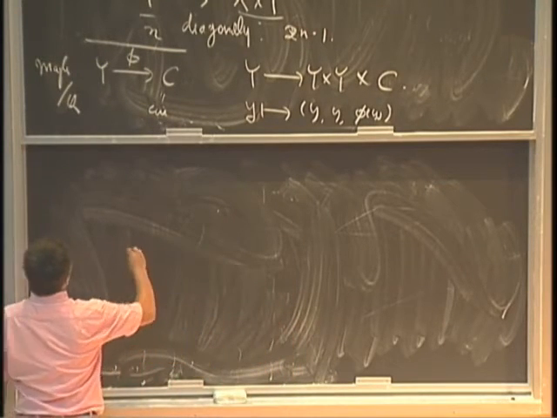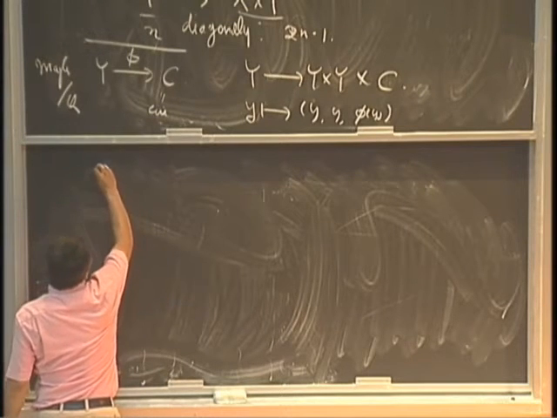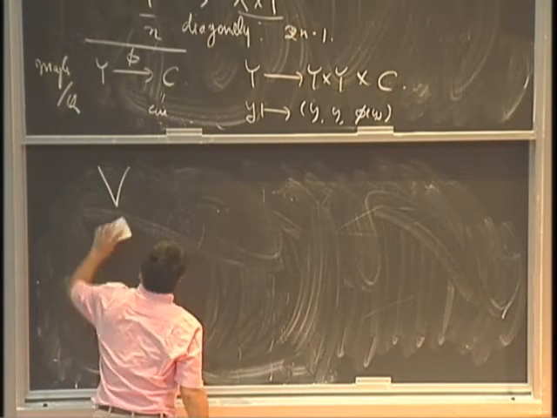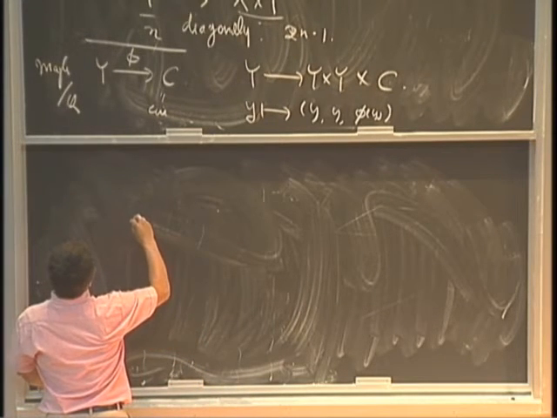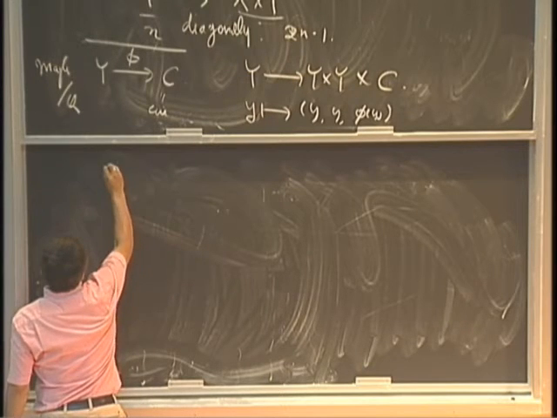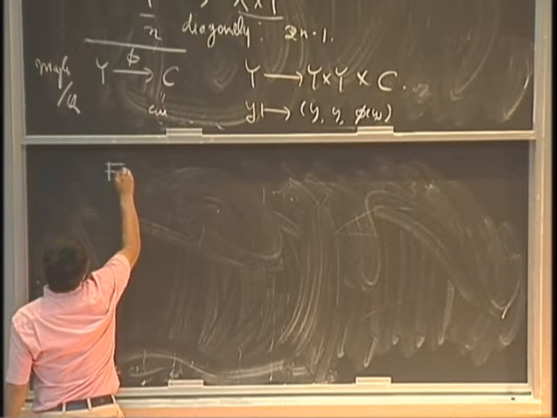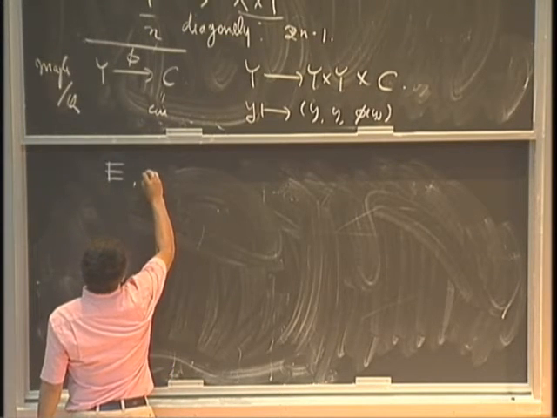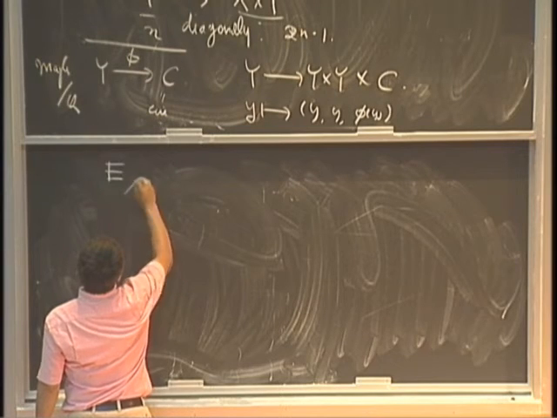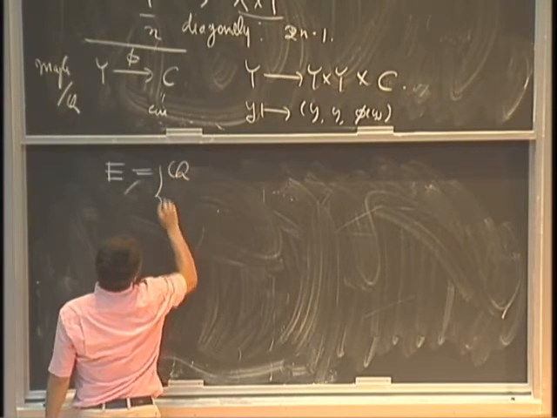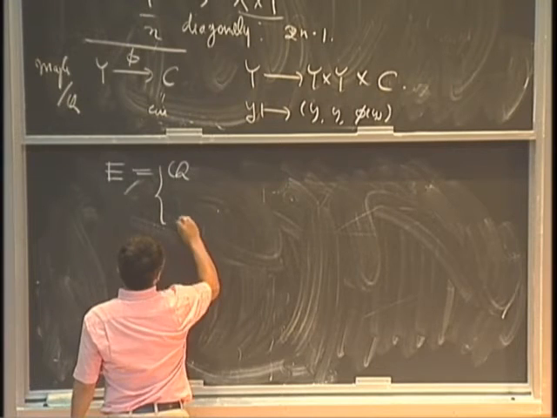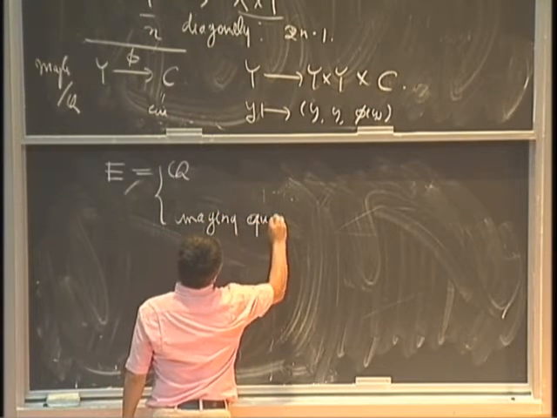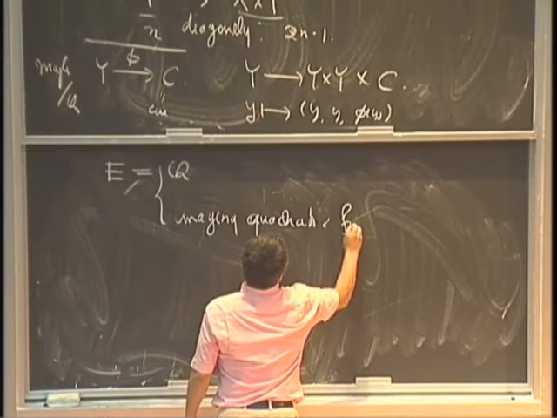Now I talk about a vector space V. But we now fix K. Let me write E. We're not going to use E as the elliptic curve. Suppose we let E be either equal to Q or an imaginary quadratic extension field.